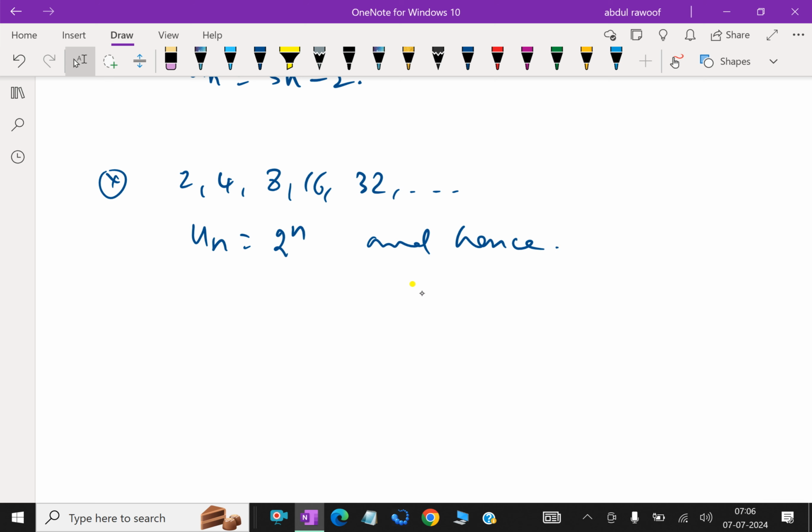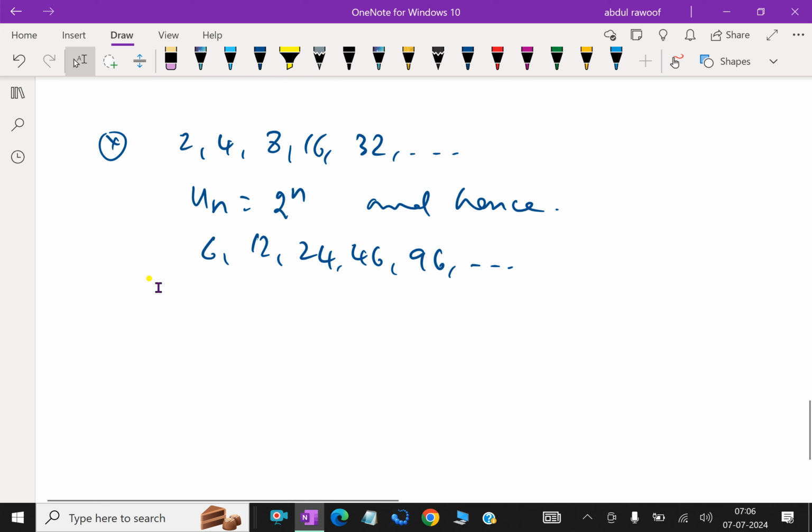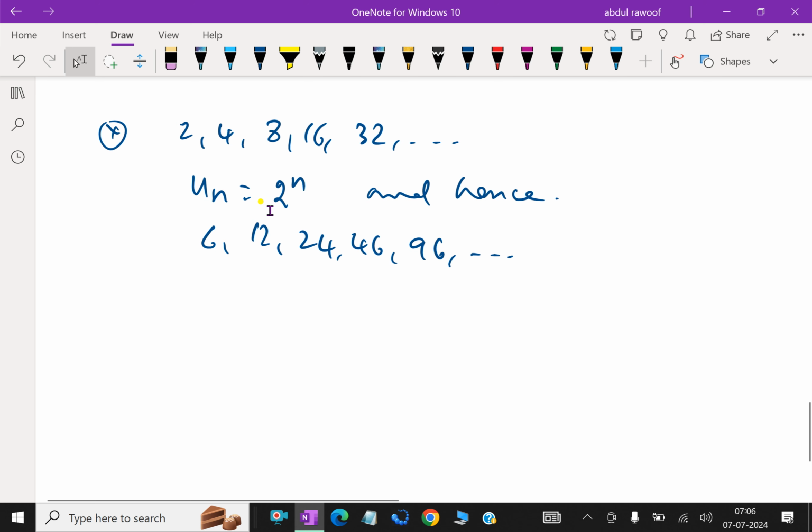And hence, 6, 12, 24, 48, 96. It goes like this, look at here. The previous pattern starts with 2, 4, 8, and this one, 6, 12, is a multiplication by 3. 2 into 3 is 6, 4 into 3 is 12, 8 into 3 is 24. Therefore, this original pattern is Un equals 2 power n into 3. So we can write this as 3 into 2 power n. This is the original pattern.